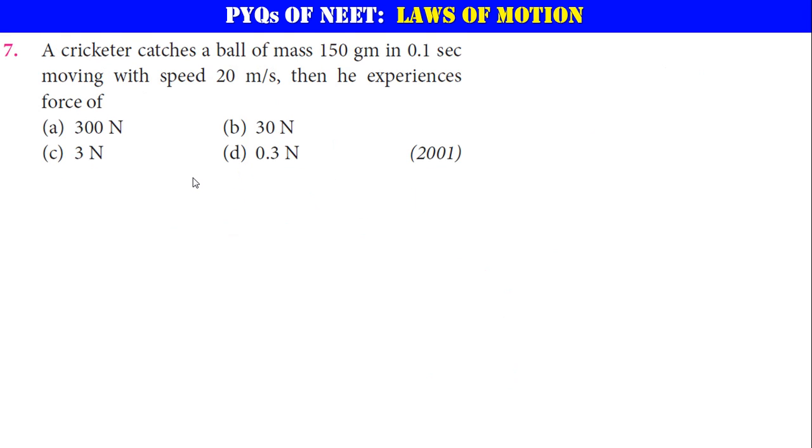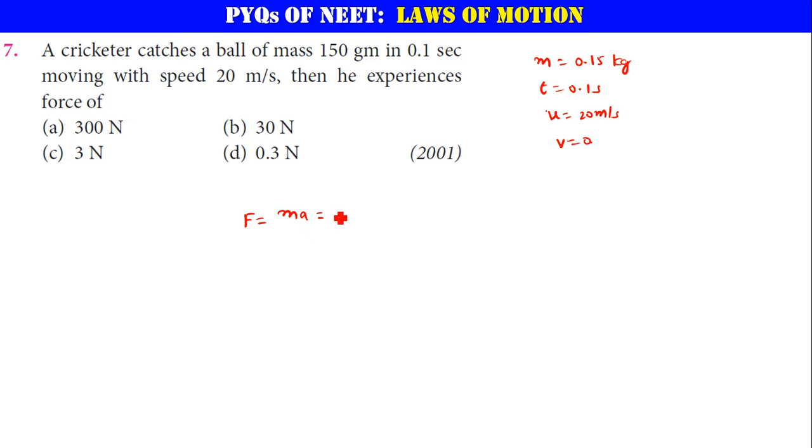Clear? Next, a cricketer catches a ball of mass 150 grams in 0.1 seconds, moving with the speed of 20 meter per second. Then he experiences a force of what? Basically mass is 150 grams. Let's convert that into SI units. Time is 0.1 second, initial velocity is 20 meter per second. When he catches the ball, the velocity becomes 0. Next, he is asking how much force he would experience. Force F is equal to mass into acceleration. This is the force actually exerted by the ball.